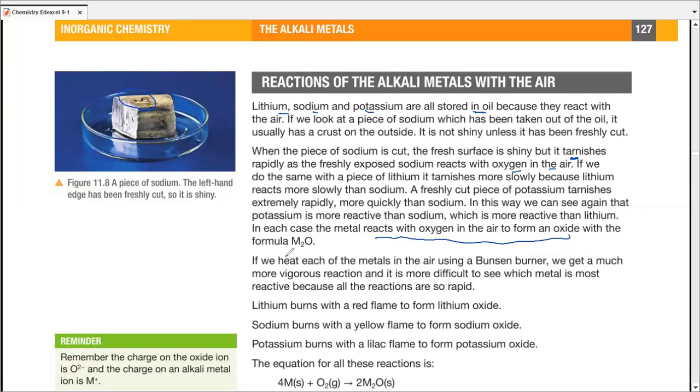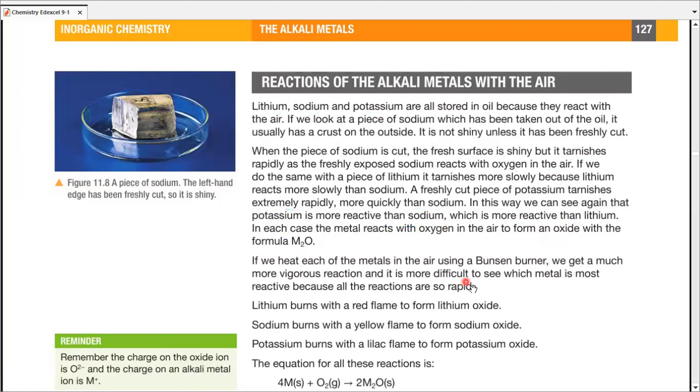For this oxide to be formed, we have a general formula of M2O, which means lithium is going to form Li2O, sodium is going to form Na2O, and potassium is going to form K2O. So it's pretty easy to understand what oxide or what formula of oxide they're going to form. However, what we need to understand is that down the series, they get more reactive. So potassium's reaction will be more reactive than sodium. Sodium's reaction is going to be more reactive than lithium. And the speed, the rapidness of the reaction is what we are going to see in them.